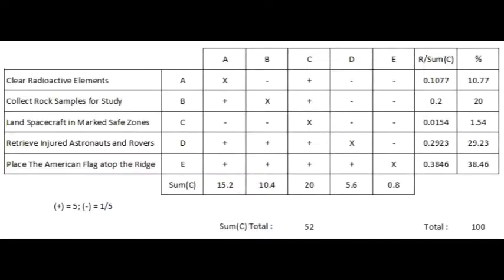The prioritization matrix indicates that the available resources should be focused on the criteria in the following order: place the flag atop the mountain ridge, retrieve injured astronauts and rovers, collect rock samples for study, clear the radioactive elements, and lastly land the spacecraft in the marked zones. Construction throughout the class was based on this evaluation.